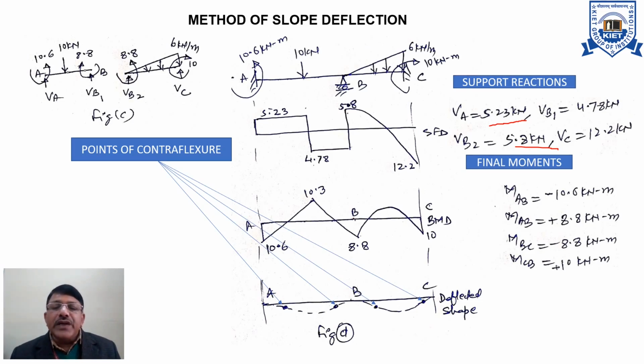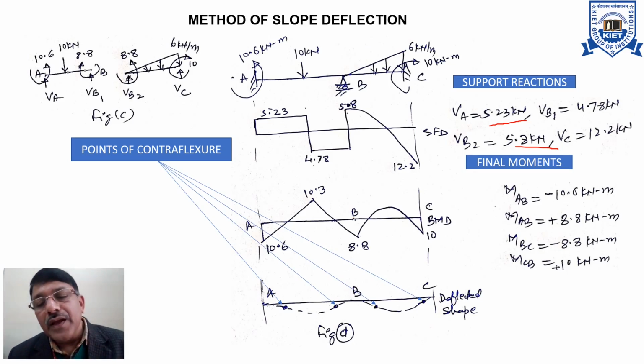So the deflected shape of the beam is shown in figure D. You can notice that since support A is a fixed end, there will not be any slope, but slowly the beam will have a slight slope towards the downward direction. That means from sagging to the hogging zone would be noticed at some position here. Then from hogging to sagging would be noticed somewhere here, very near to B, to the left side of B in the part AB.